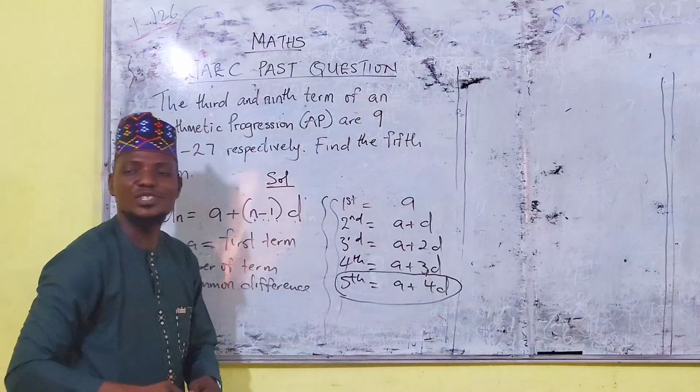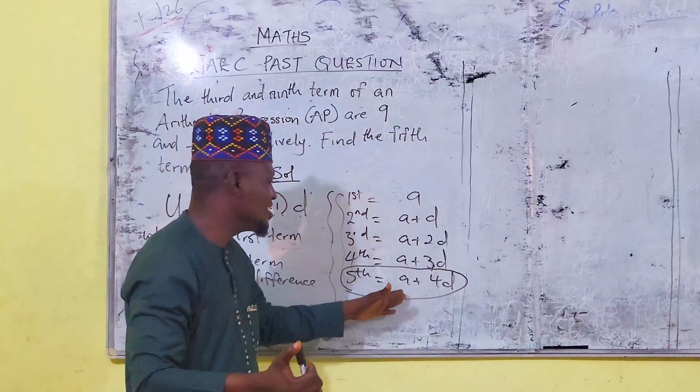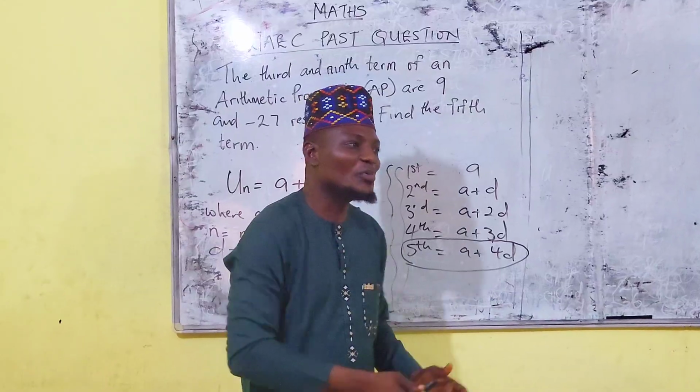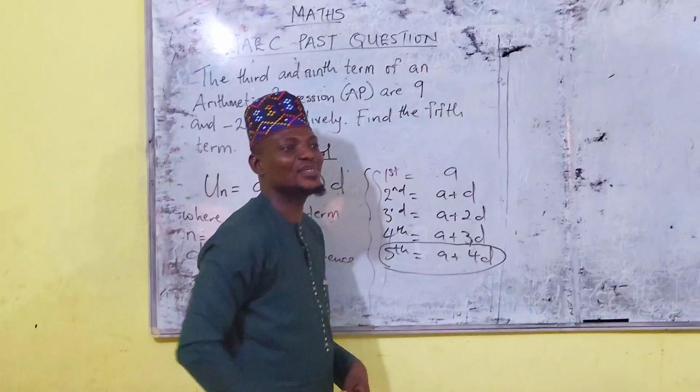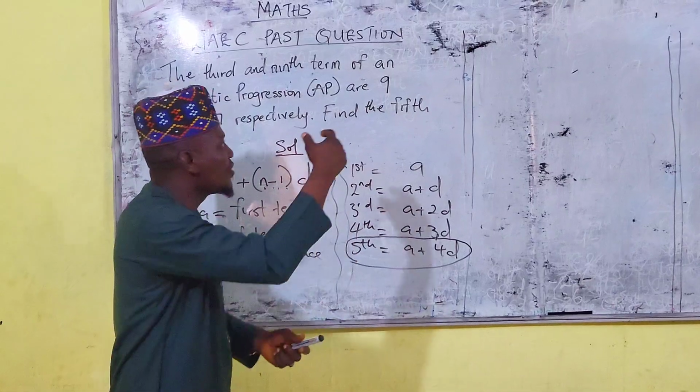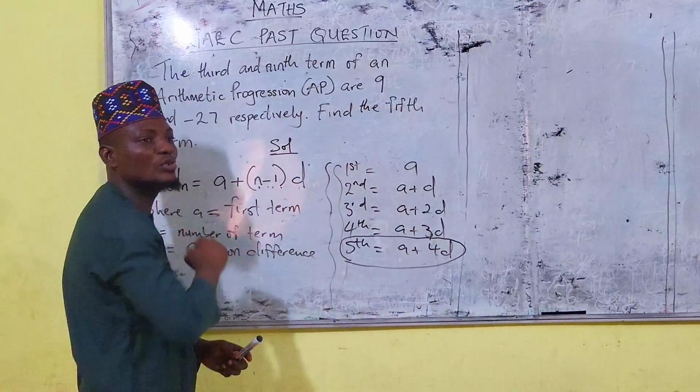But now, we are having some challenges. And what are the challenges? We don't know our first term, and we don't know the common difference. So we cannot find the fifth term directly. All we need to do is get our fifth term from the information that has been given to us in the question.